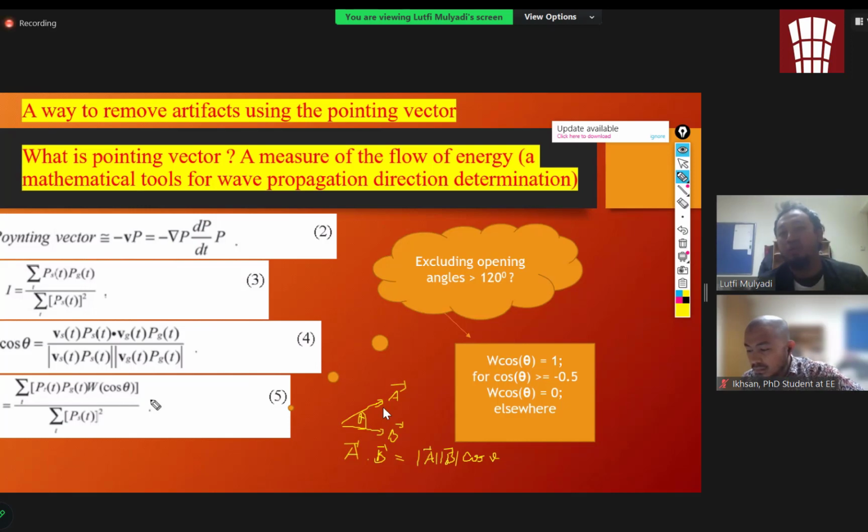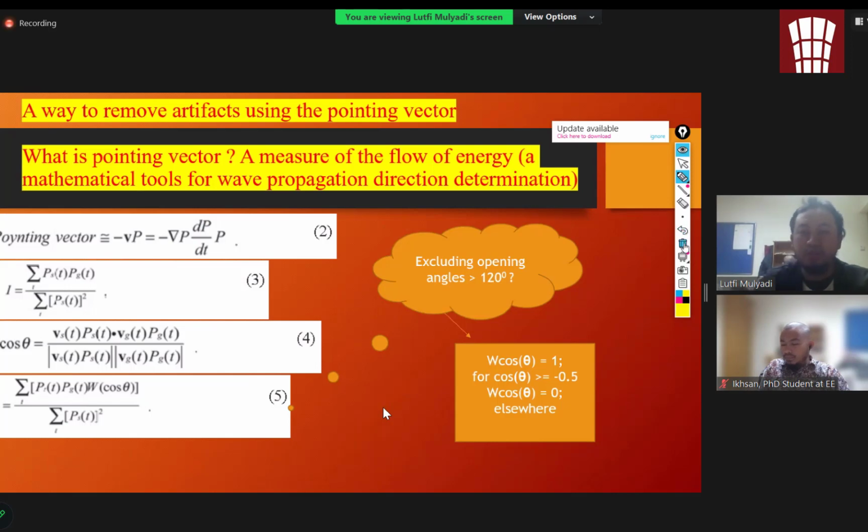Now we are going to exclude the opening angles greater than 180 degrees, and we give an additional condition here. The weight times cosine theta is equal to 1 for cosine theta greater than minus 0.5, and 0 elsewhere.